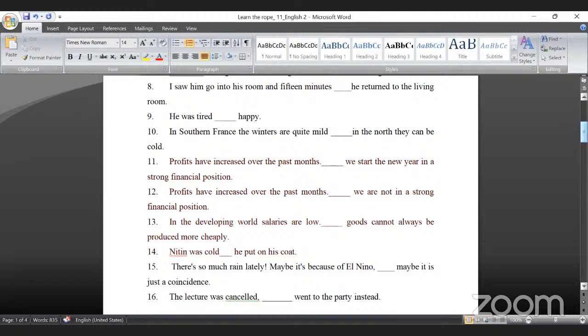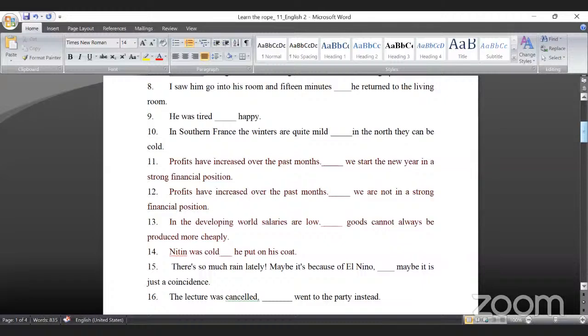Profits have increased over the past months, dash, we start the new year in a strong financial position. So, therefore, or you can say consequently. Ma'am, if we use so, we need to use a comma, right? We have to use a comma, yes, that's right. So, we start the new year in a strong financial position. There's a comma that needs to precede we, right?